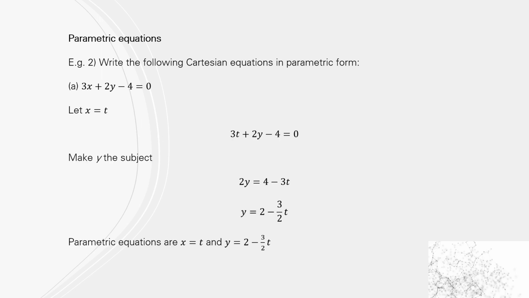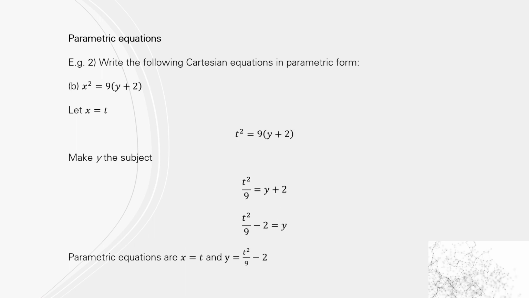So if you let x equal t, you get 3t plus 2y minus 4 equals 0. And if you just make y the subject, you've got your parametric equations x equals t and y equals 2 minus 3 on 2 t. So they're your two parametric equations. Same with the second one. If you make x equals t and make y the subject, you get t squared on 9 equals y plus 2 and then minus the 2 over. So your parametric equations are x equals t and y equals t squared on 9 minus 2.